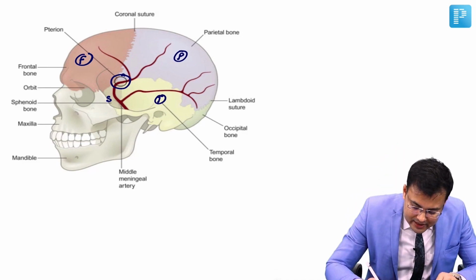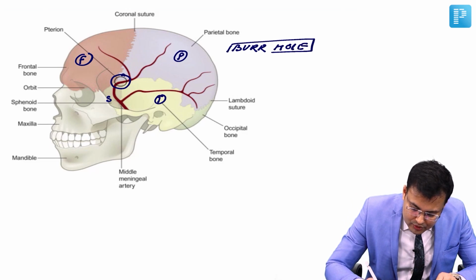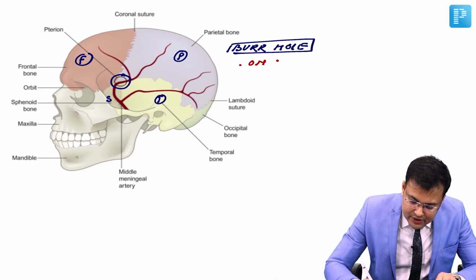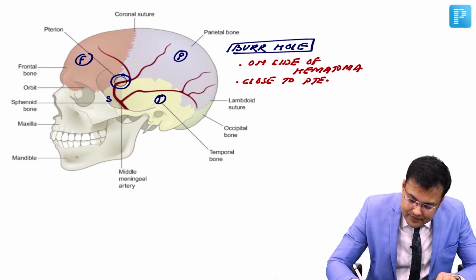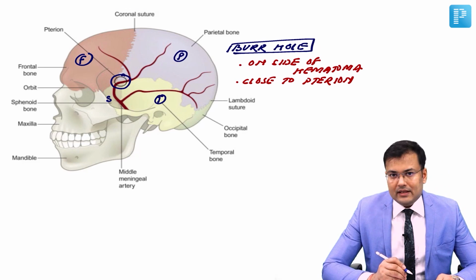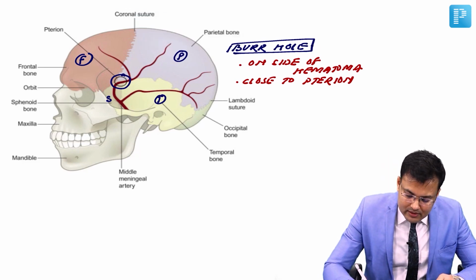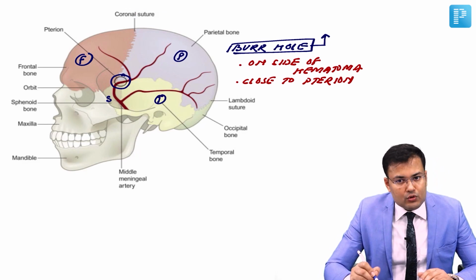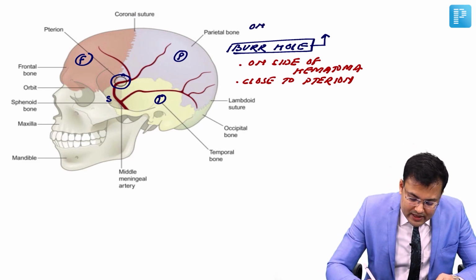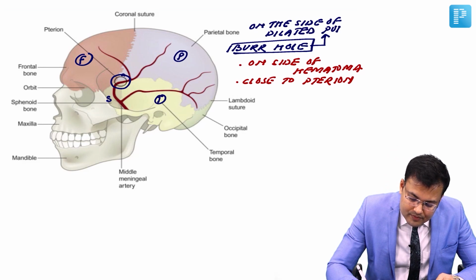Okay. So how do we create the burr hole? Two important principles. First, the burr hole should be created on the side of the hematoma. And where exactly? Close to the pterion. Simple. And if CT facility is not available, NCCT is not available, then it should be performed close to the pterion on which side? On the side of the dilated pupil. Simple.